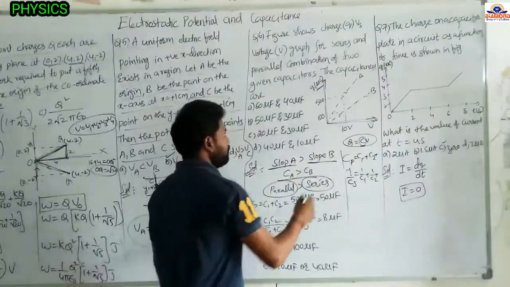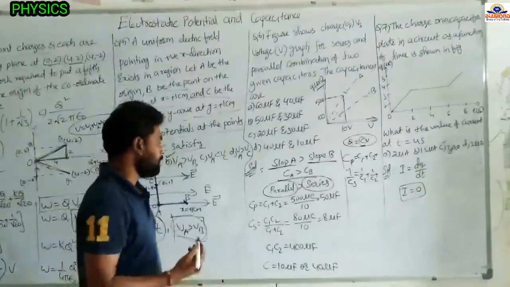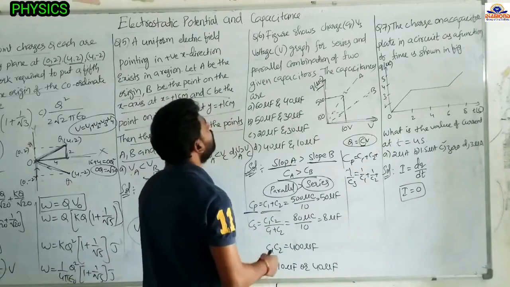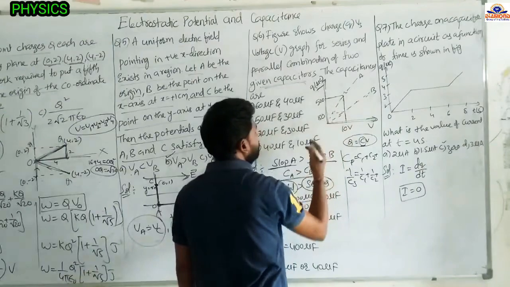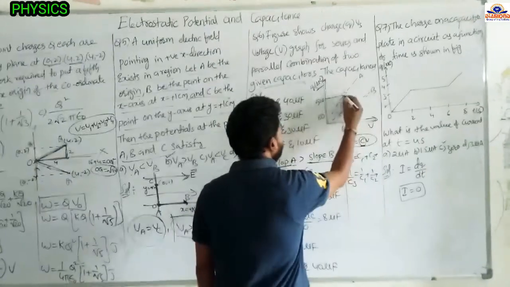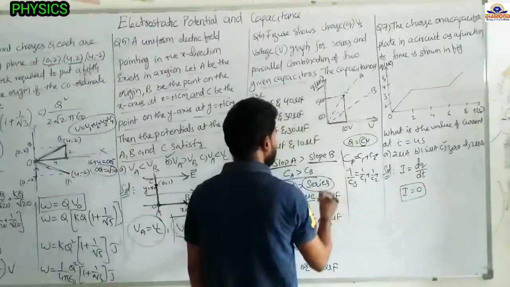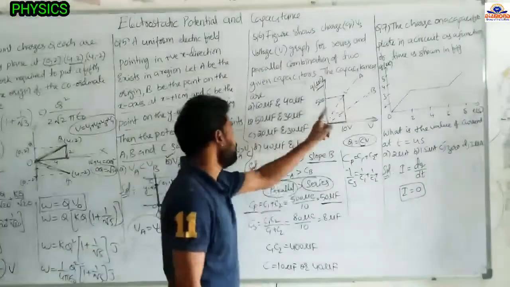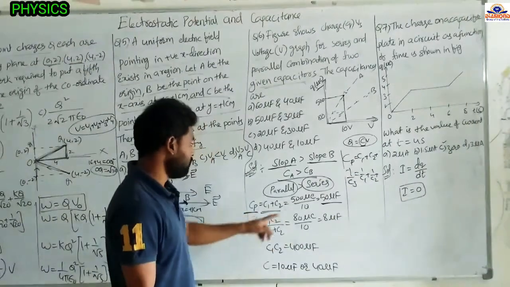Now find out the slope. The slope of A will give the parallel combination of the capacitance, that is C1 plus C2 of the two given capacitors. What is the slope? The y coordinate by the x coordinate. From here to here, y is 500 microcoulombs, and the voltage, the x component, is 10. From that we get 50 microfarads. So the slope of A gives the parallel combination of the capacitance, equal to 50 microfarads.